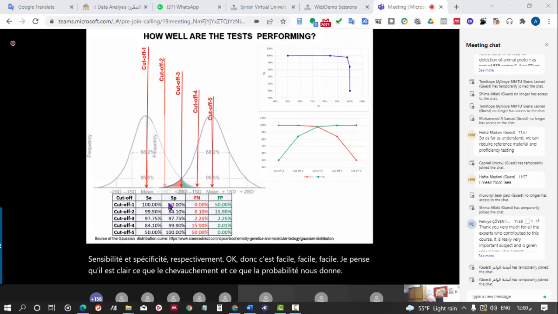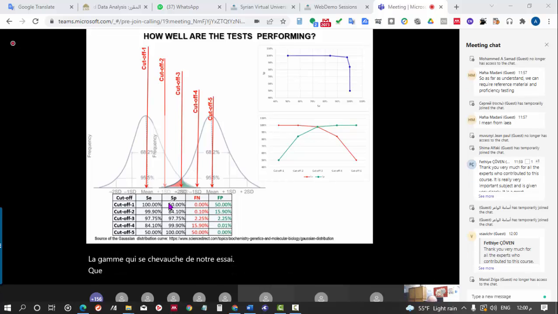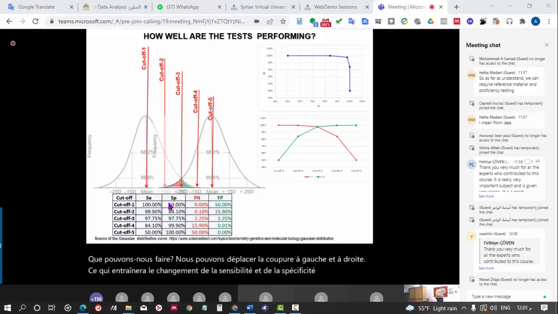But once we establish the overlapping range of our assay, we can move the cutoff left and right, which will change the sensitivity and specificity of the test respectively. And we said a few days ago that this determination of the performance of the test depends on the purpose of the use of the test.